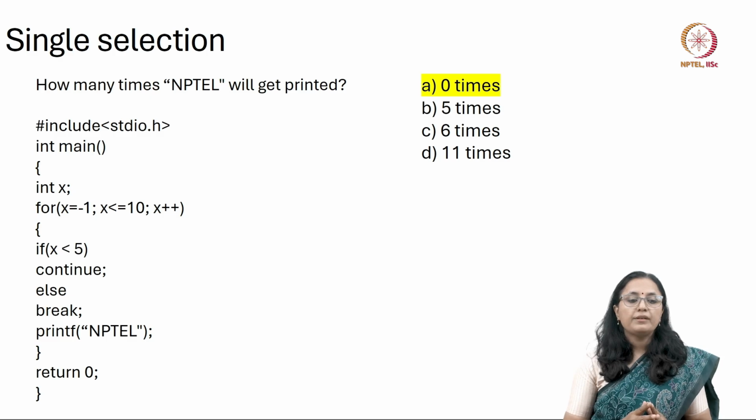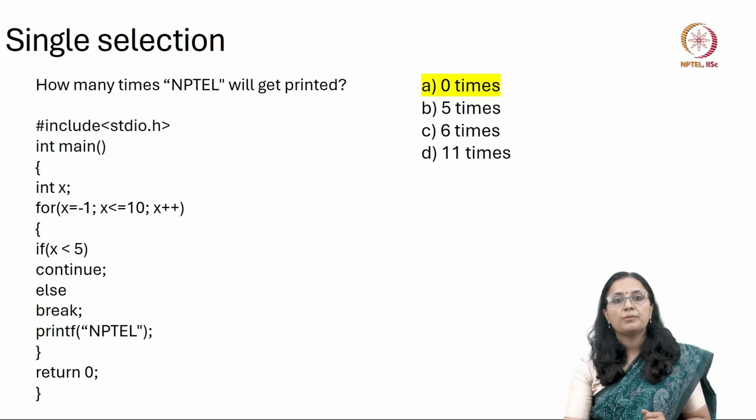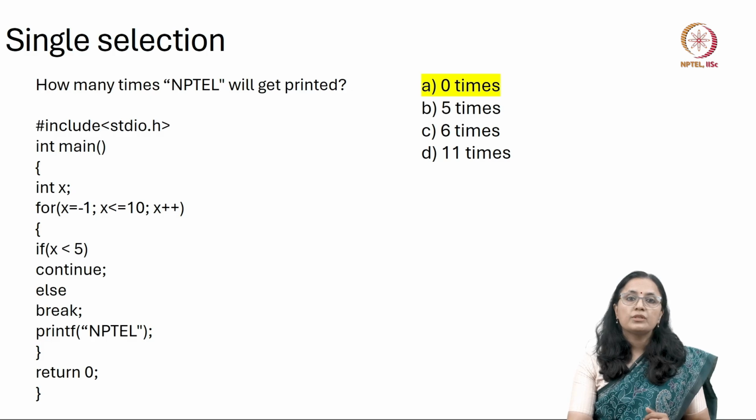However, 5, 6 and 11 are also plausible distractors. 5 is mostly chosen by the students who think that printing happens for values x equal to 0 to 4, ignoring the effect of the continue statement. Similarly, students choosing 6 times probably assume that printing occurs from x equal to -1 to 4, so there is a misunderstanding related to the loop flow.